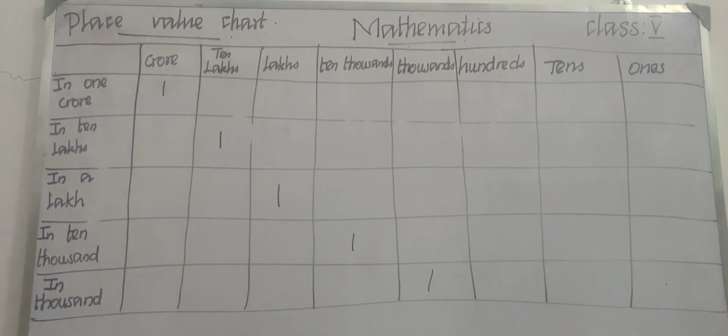So in today's class we are going to learn about the place value chart. We have learned something about place value in the previous classes, right? If you have a number, we know how to write the number name, right? By using the place value chart only, we can write the number name. So what are all the place values we have learned?